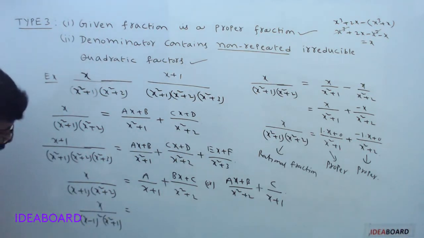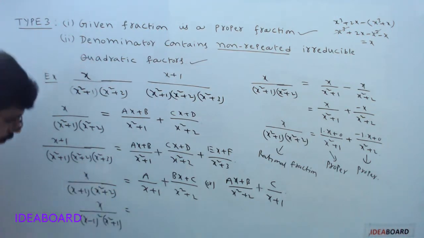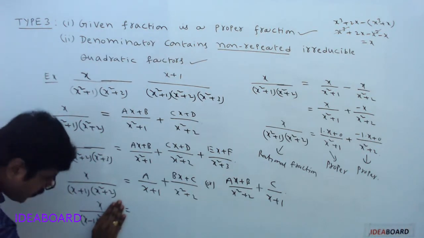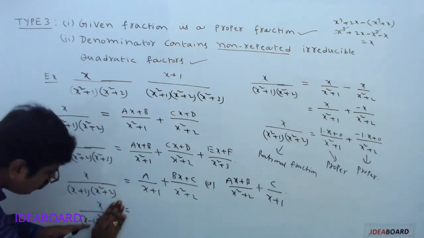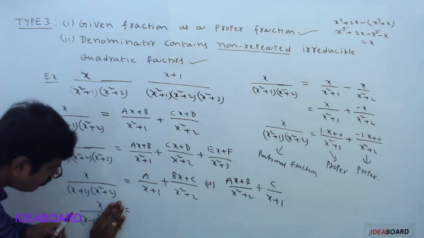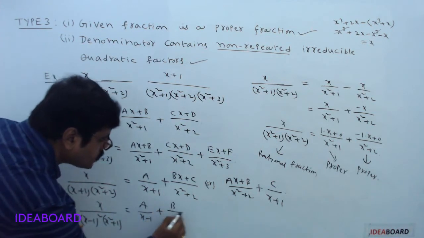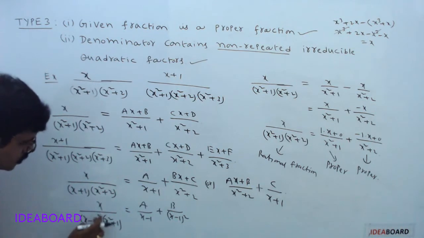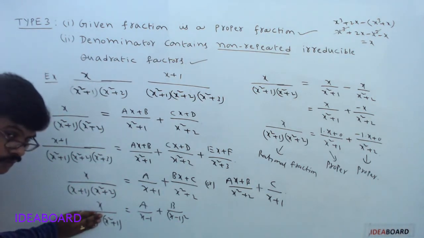First, close any one of these two factors. That is your option. First here I am closing this x square plus 1. Now it is a repeated linear factor. So what are its partial fractions from type 2? A divided by x minus 1 plus B divided by (x minus 1) whole square. Now this part is over. Then close this (x minus 1) whole square.